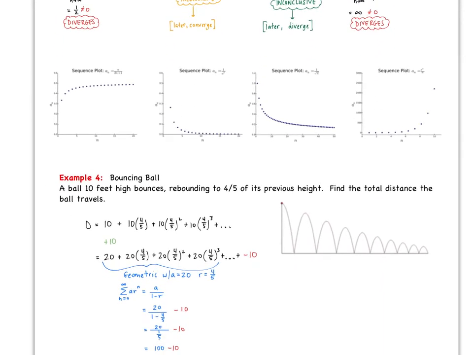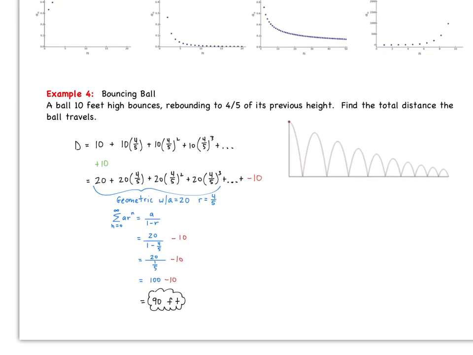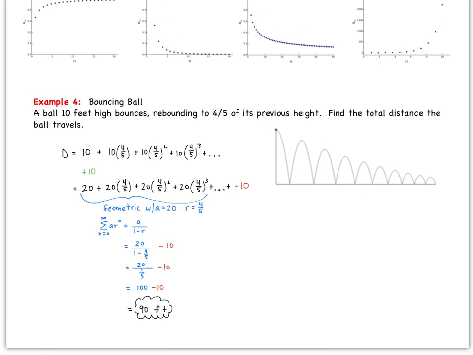The very last example, I know this has been a long video, is the bouncing ball problem. We're going to treat this kind of like a geometric series. A ball 10 feet high bounces, rebounding to 4/5 of its previous height. Find the total distance the ball travels. So it is 10 feet high, it drops, it bounces, and it continues on. We want to add up all these distances forever and ever.